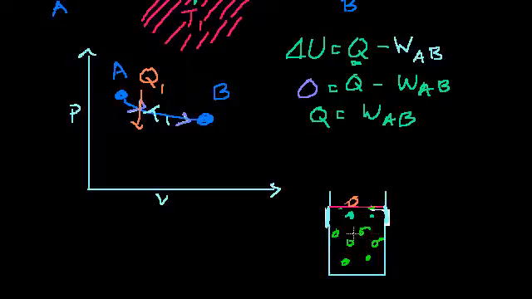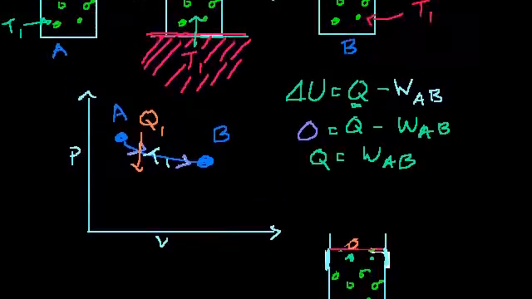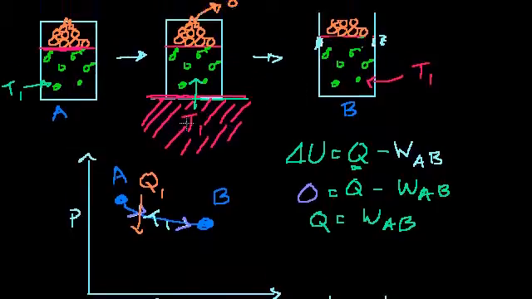My pressure will have gone down. They're going to bump into the walls less. And because I removed the reservoir, what's going to happen to the temperature? My temperature is going to go down. This was an adiabatic process. So an adiabatic just means we did it in isolation. There was no exchange of heat from one system to another.